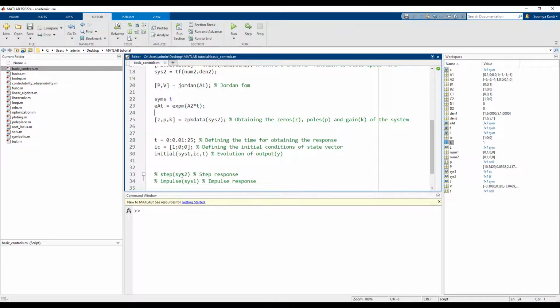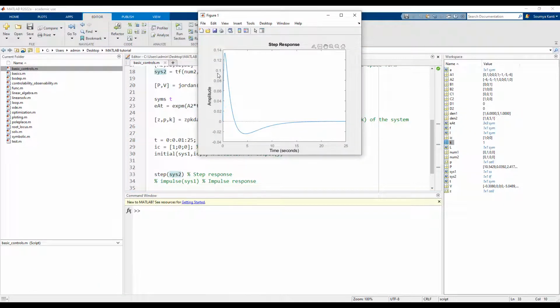Let's say you want to see the step response of a system. How you do it is you type step and then you type the system, and if you run it, you will see that, okay, this is the step response of system 2.